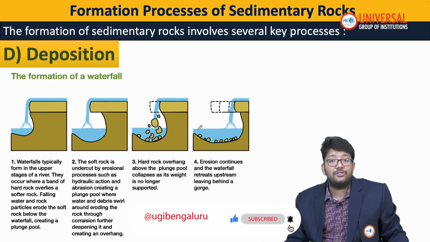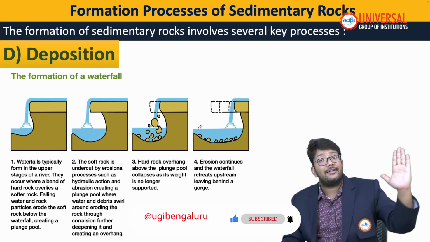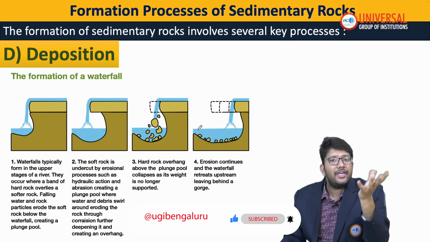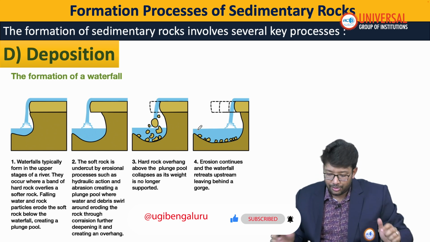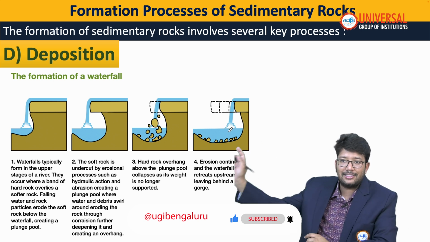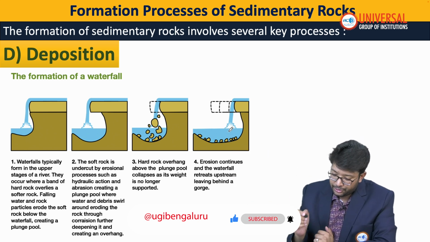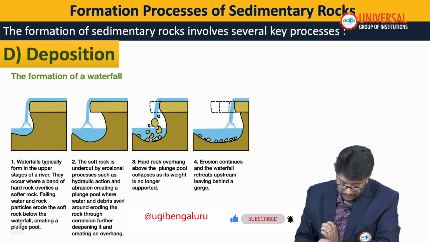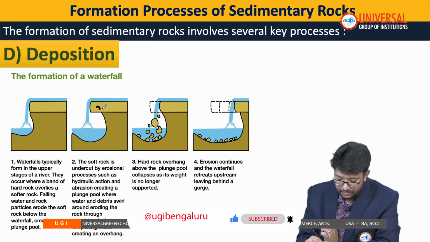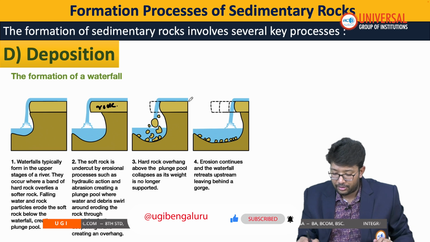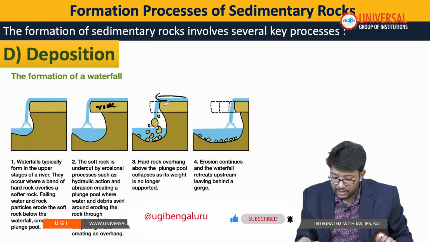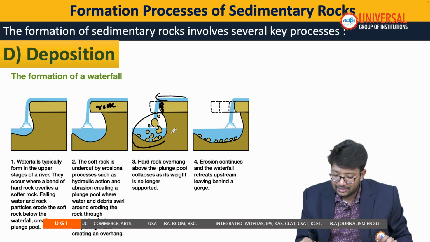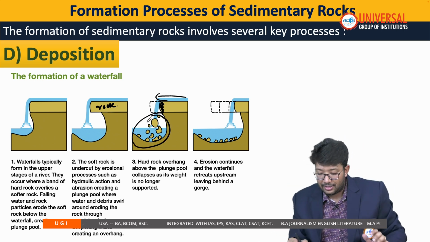The fourth one is deposition. Now when the rocks are getting transported from one place to another place, somewhere they might be depositing also, right? So take the example of a waterfall. This is the example of your waterfall formation. So what happened? This was a rock. Now the water was flowing. So slowly this particular area will get weakened, and finally these particles, these sediments will come down.